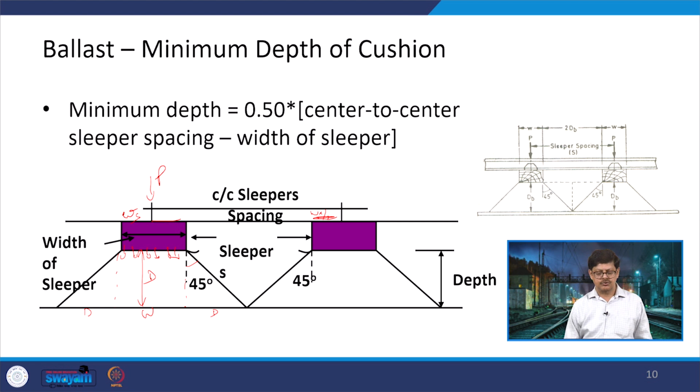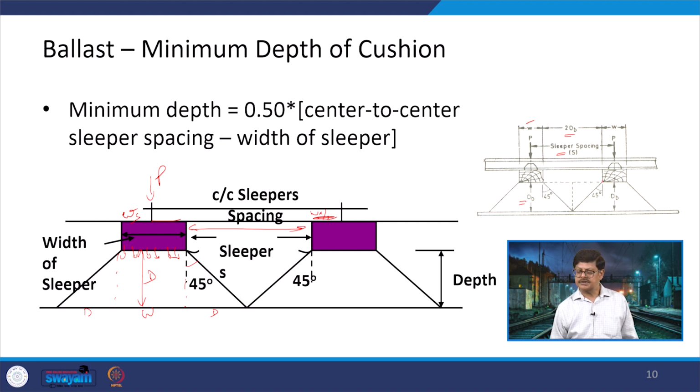So, that goes out. What you are left with is this particular distance, and with respect to this distance we are now calculating what should be the minimum depth. So, in that sense, if you are looking here, there is a width of the sleeper being defined by small w, there is a distance between the sleepers which is 2 dB, the sleeper spacing center to center is S, and dB is nothing but the depth of the cushion.